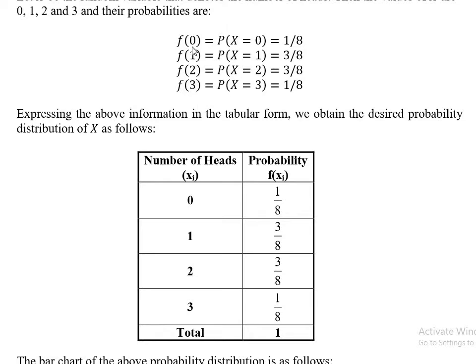And what is the probability that we get 0 heads? It is just 1 over 8. 0 heads means all 3 tails, so only one event, tail, tail, tail.